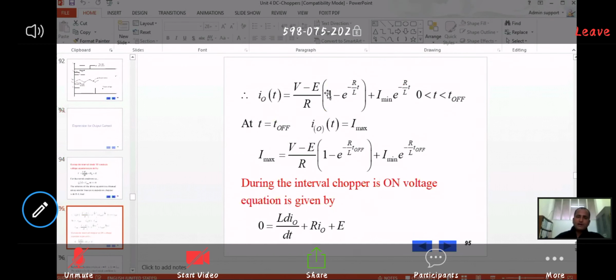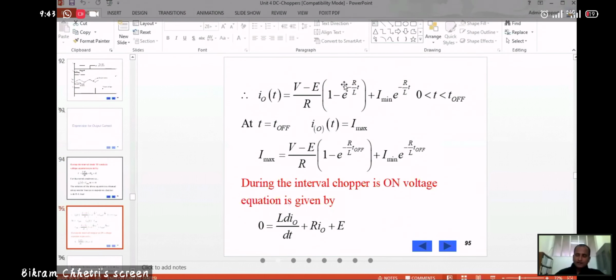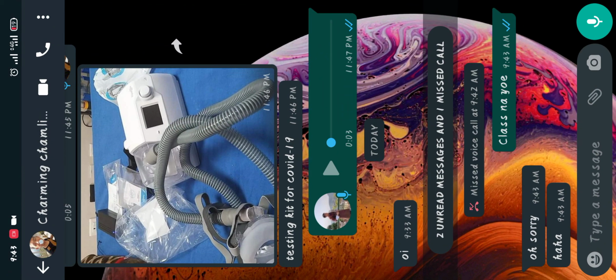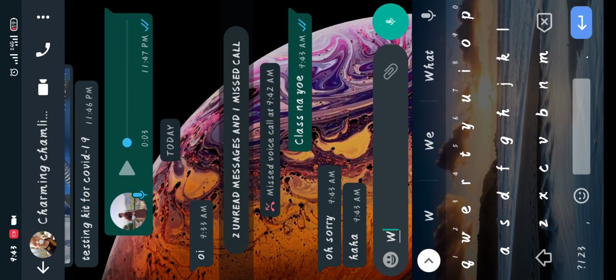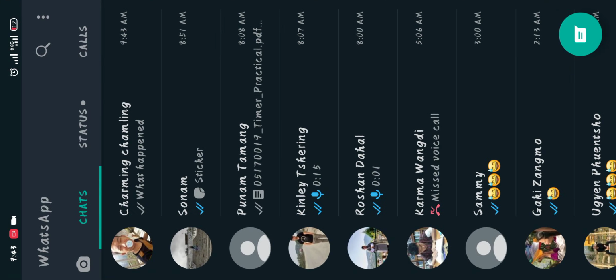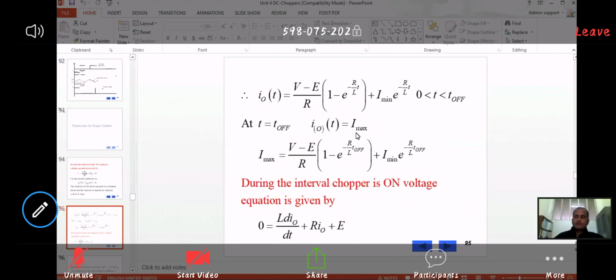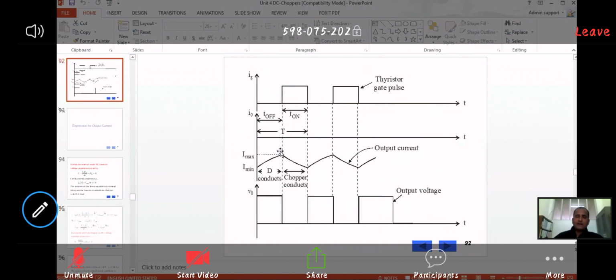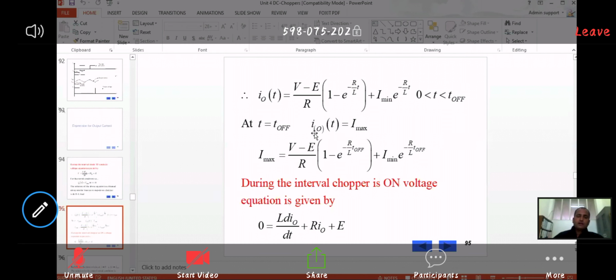I naught will be equal to (V minus E) by R. So we have this similar type of equation we have already seen in the previous step down chopper. So at t equals to t off, I naught will be equal to I max. So you have to state that I naught will be at I max during the off period. So when t is off, I naught will be equal to I max, and we can find out that I max will be V minus E.